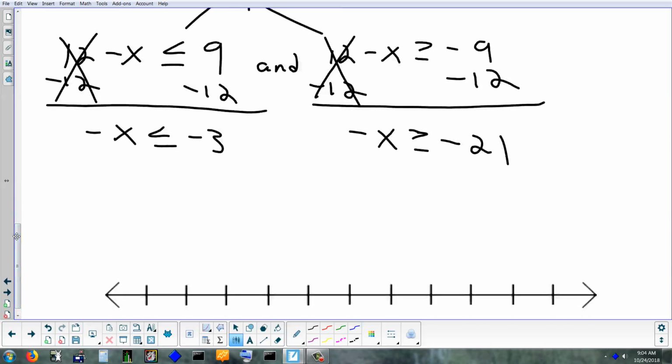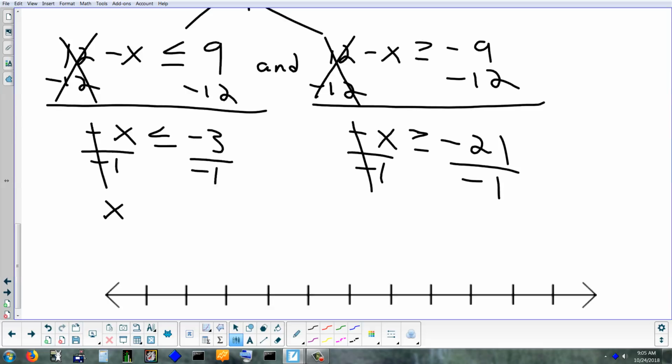Now, are we done? No. I remember kids saying that last year. Why aren't we done yet? You have to divide by negative 1. Why? Because we don't want a negative in front of the x, so the way to get rid of it is to divide by negative 1. Negatives are gone.